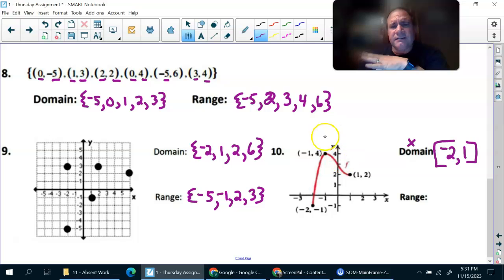The range is a list of all the y's, so we're going to go down to the lowest point on the y, and we see that it is -1. The lowest point of the y. The highest point on the y-axis, the highest this graph goes, is 4, and that is a closed circle, so we have that as far as the range goes.